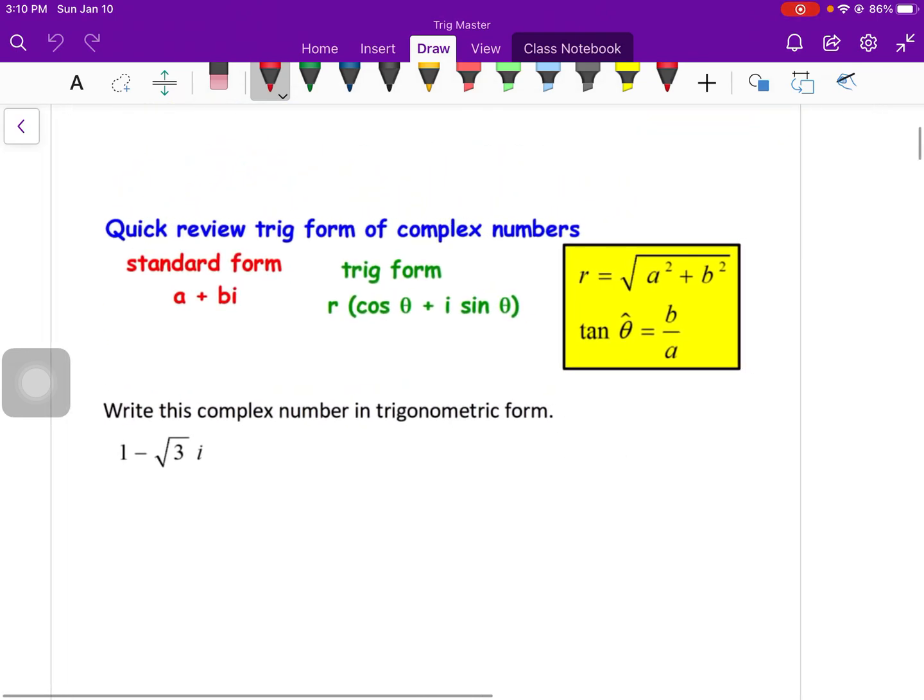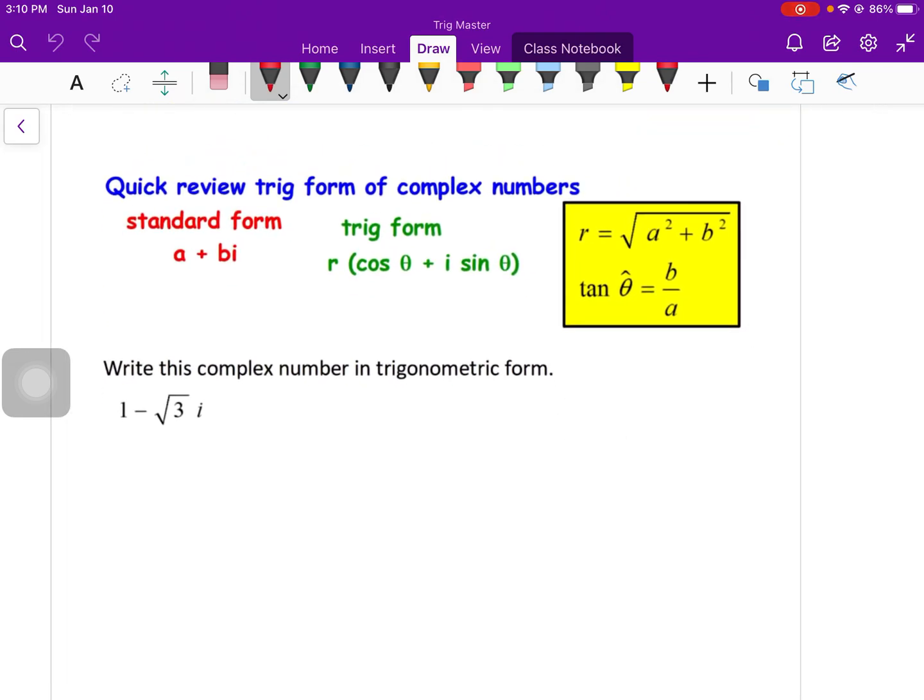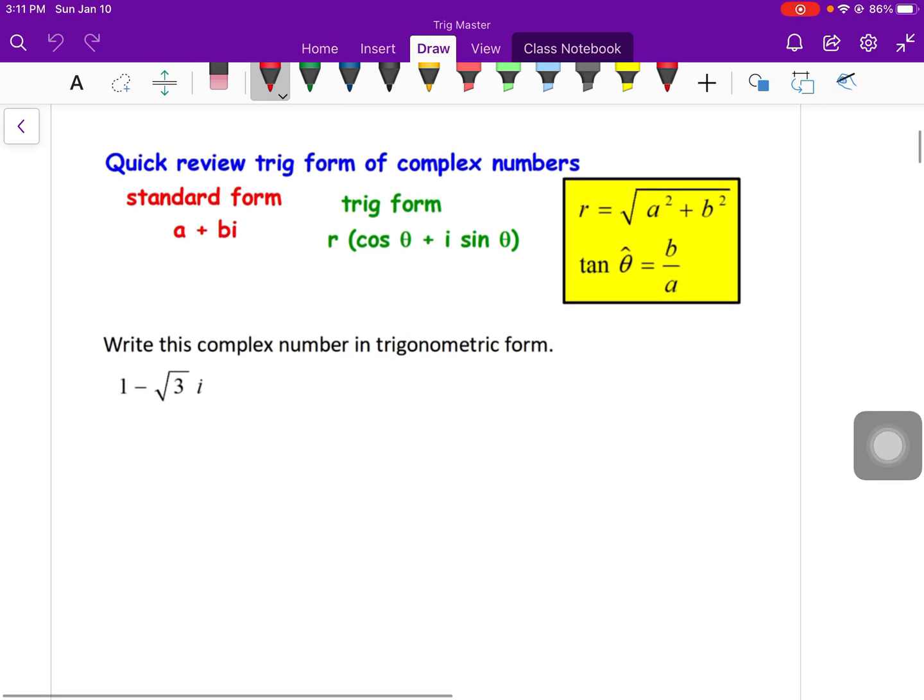Welcome to the section 8.3 notes. This is the last video for the semester. So go ahead, pause the video, write out this complex number in trig form, and then unpause it and see how you did. For this one, we first have to figure out what r is.